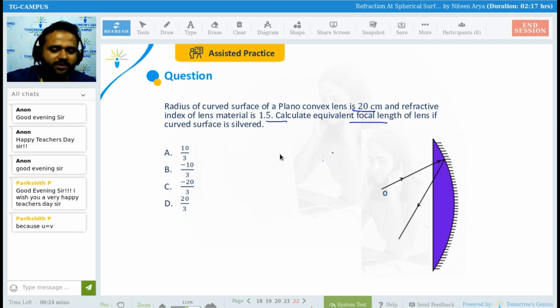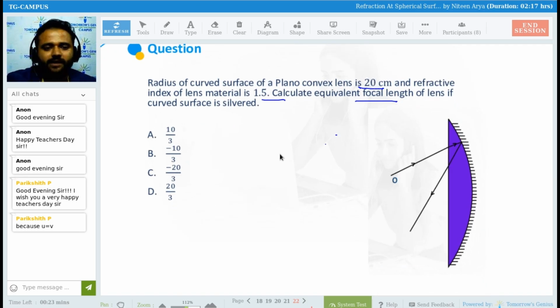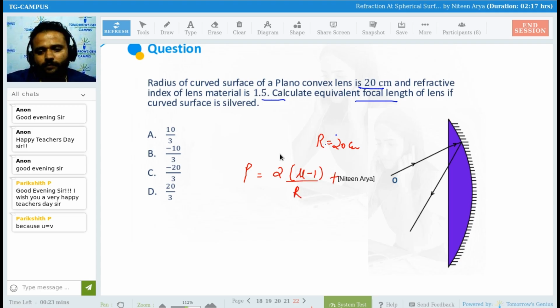Okay, so now as you can see, this is your question, and what we are going to do: R is given only, the radius. And we know the actual power P is 2PL plus PM, that is 2(mu minus 1)... you need to use this formula. Use this formula to calculate the power.